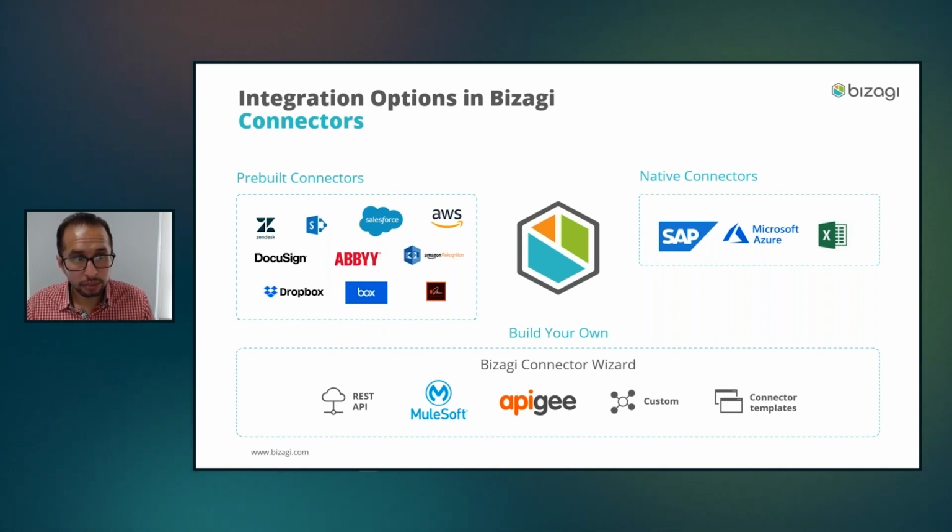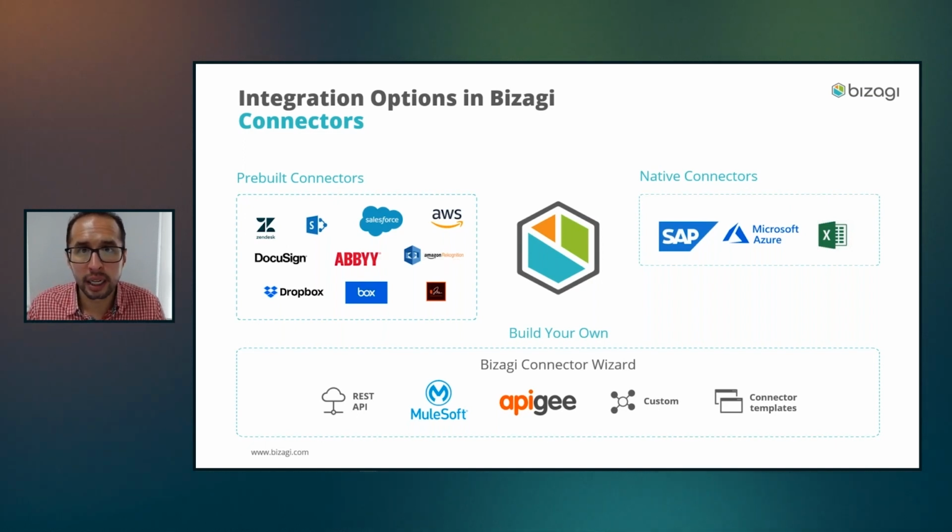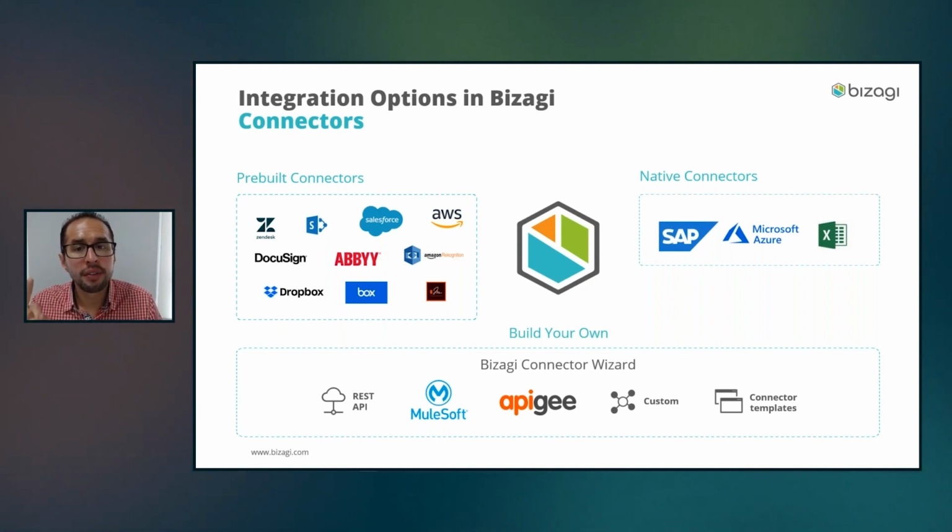And in these pre-built connectors, we actually have different options, right? And different types of systems. We have CRMs, we have OCR, we have electronic signature documents, we have maps, everything that is required is available in our pre-built connectors. Within every single Bizagi project, you are also always going to find three elements that we call native connectors: SAP, Microsoft Azure, and then the Excel connector.